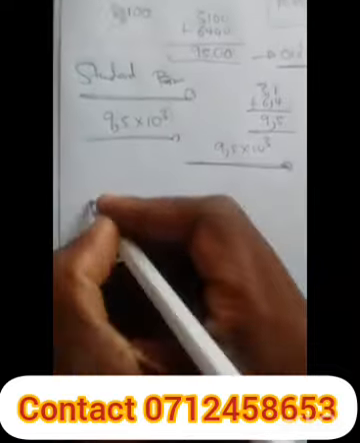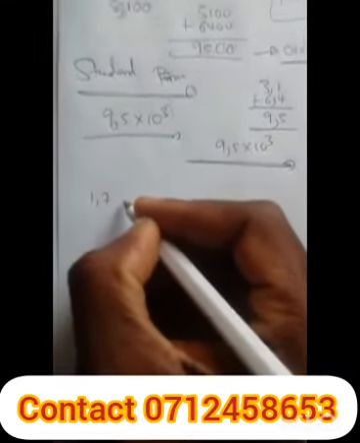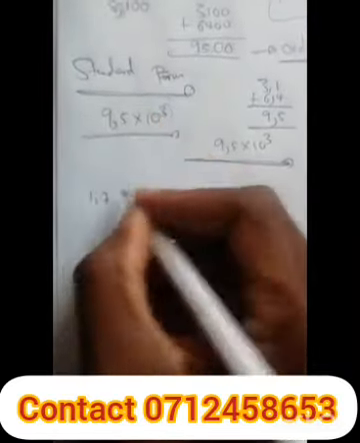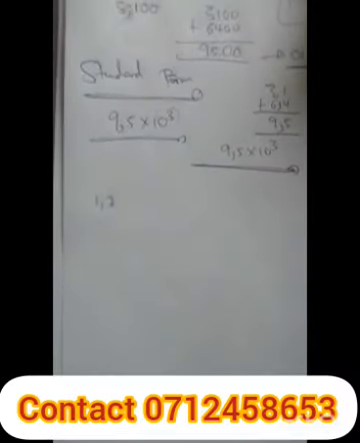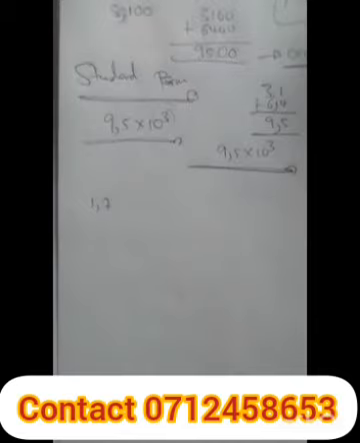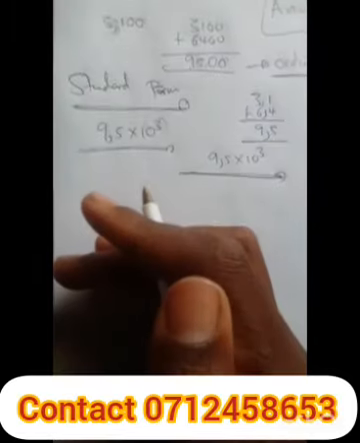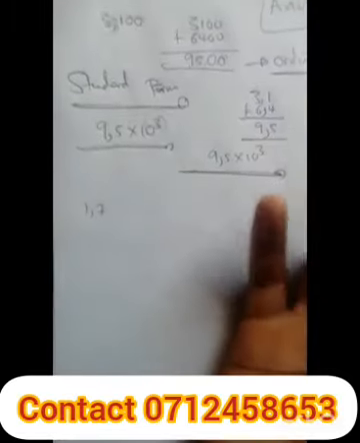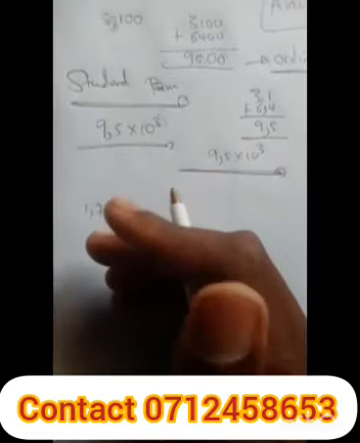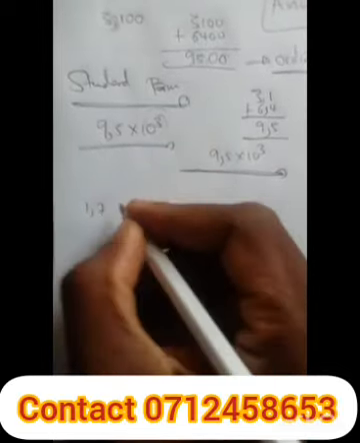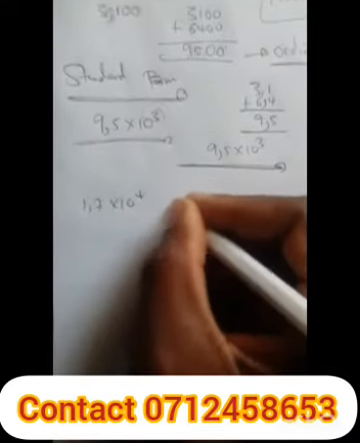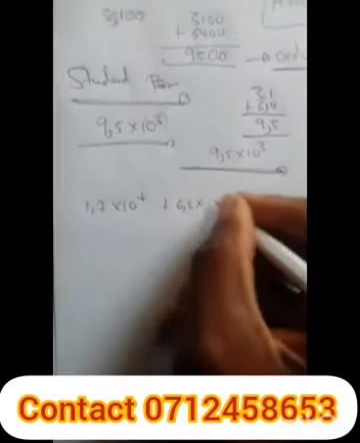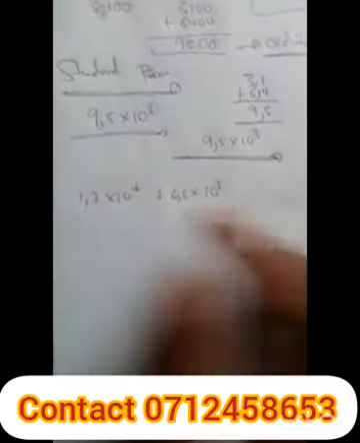Okay, I'll take something like 1,7. This is from New General. These are the questions that I've taken. If you have New General, you can go to page 11 and go with me. You get your 1,7 on number 17, exercise 1C: 1,7 times 10 to the power of 4 plus 6,5 times 10 to the exponent of 3. Right, this is what we have for this case.